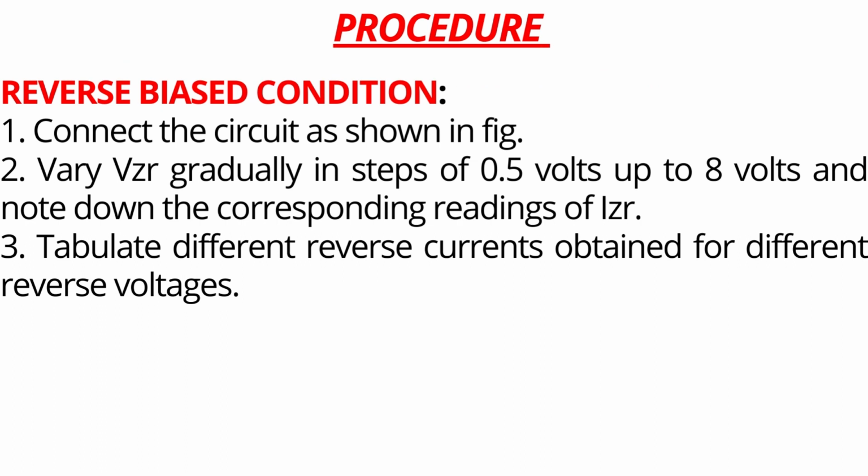Procedure: reverse biased condition. 1. Connect the circuit as shown in the figure. 2. Vary VZR gradually in steps of 0.5 volts up to 8 volts and note down the corresponding readings of I.